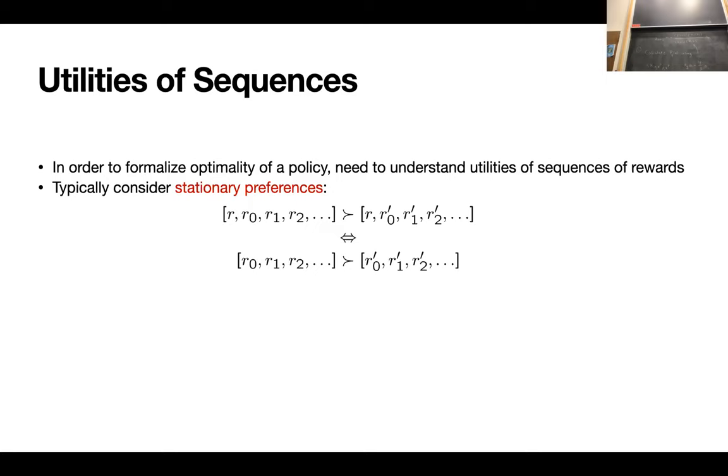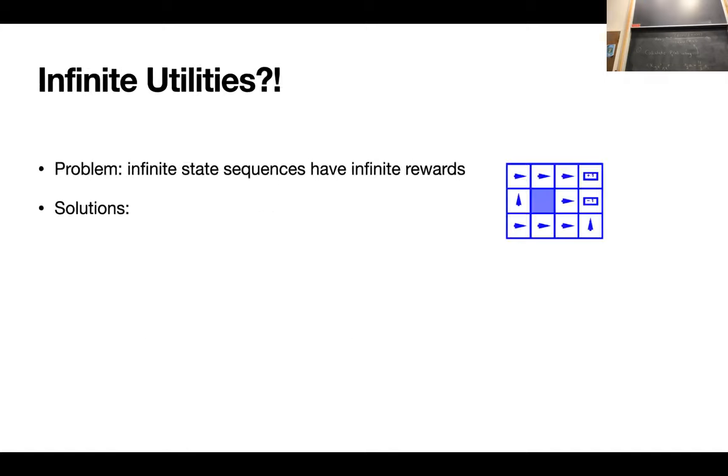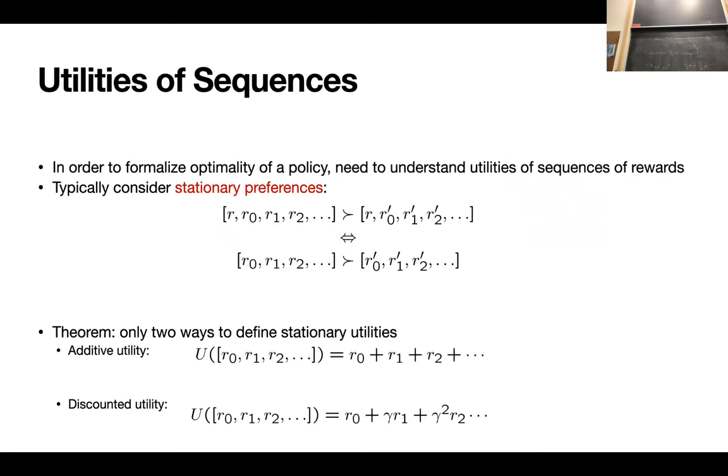And there's a property called stationarity, which basically tells us that these are stationary if we have a common reward in these two sequences, like this R is common, we can take it out, and this will still hold. Taking out that reward, we will still prefer this subset compared to this other subset. This is an important property because it allows us to implement two types of utilities: an additive utility, and a discounted utility, if we have the stationarity property.